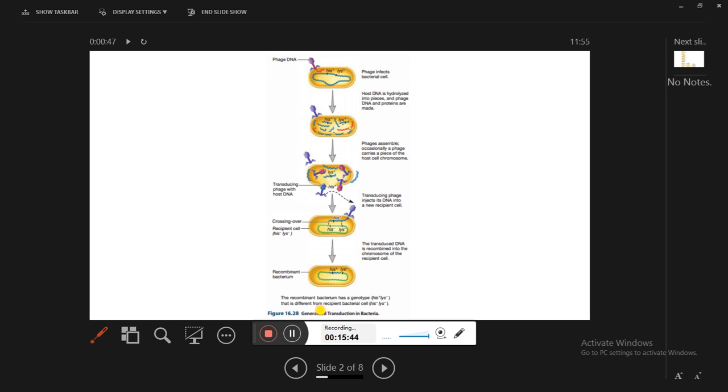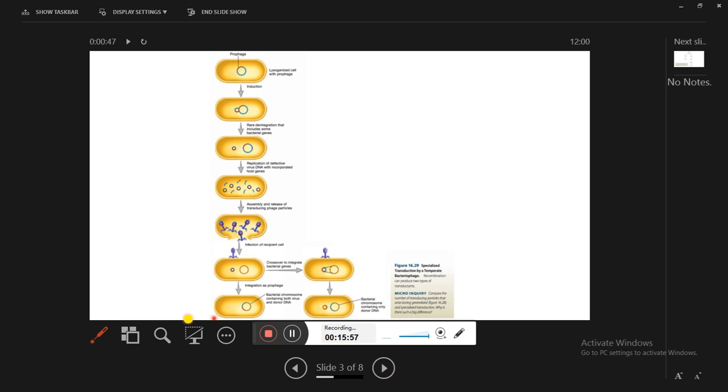Okay, so this is all about the generalized transduction. Okay, this is the generalized transduction, and now we move towards the specialized transduction. Okay, this is a specialized transduction. In generalized transduction, what is the case? Any of the genes of the bacterial chromosome are taken up by the phage particles.